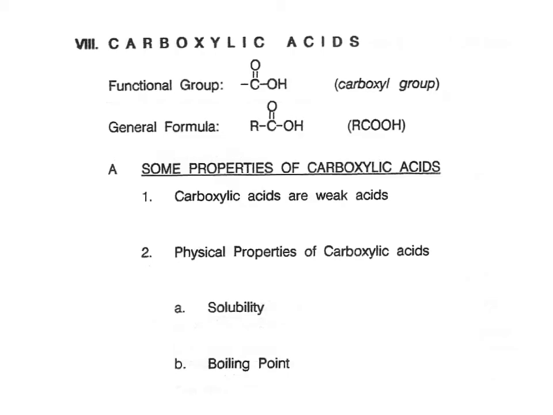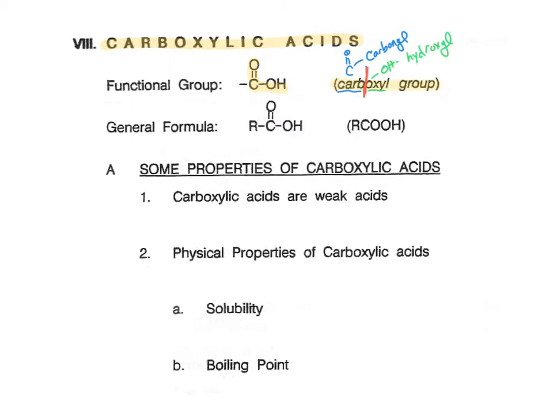Let's look at carboxylic acids. The functional group for carboxylic acids is a C double bond O with a single bond to an oxygen hydrogen group. The name carboxyl is the name that we give to this, and carboxyl is sort of a blend of carbonyl, which is the C double bond O part, and the hydroxyl, the OH. Put it together and we end up with carboxyl. The only group that has this is the carboxylic acids.